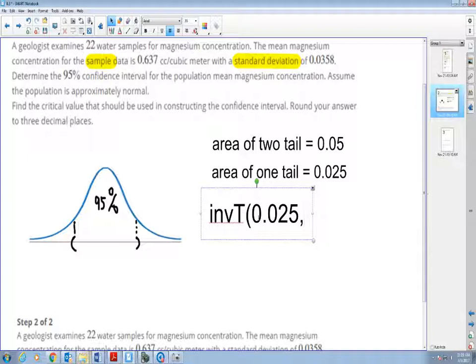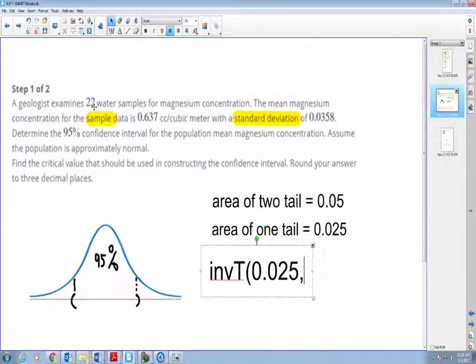Since right now we are constructing a confidence interval, this problem is not just about finding the t value. This problem is about finding the confidence interval. We've got to find the t value ahead of time, so we have to use n minus 1 degrees of freedom. The degrees of freedom has to be 21, not 22. Let's see what that will give me.